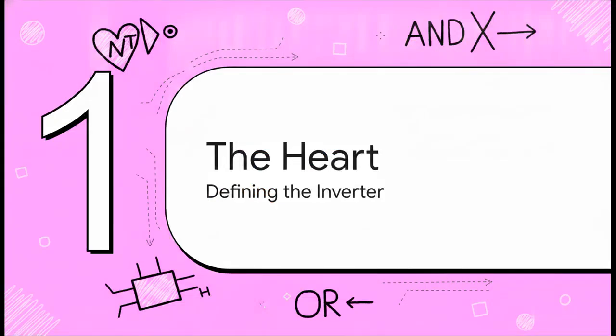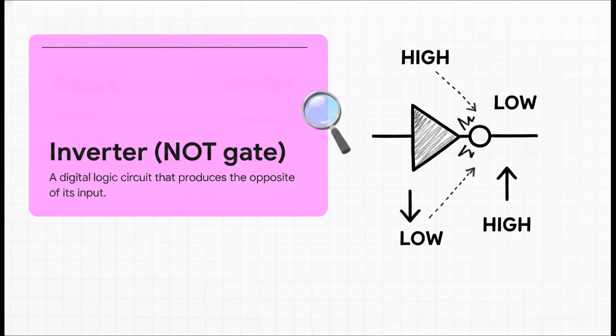Section 1. The hearts of all chips, defining the inverter. At its core, an inverter, which you'll often hear called a NOT gate, does exactly what its name suggests. It is the ultimate contrarian of the digital world. If you feed it a logical high, or a 1, the output becomes a logical low, or a 0. And if you give it a low, it just flips it right back to a high.